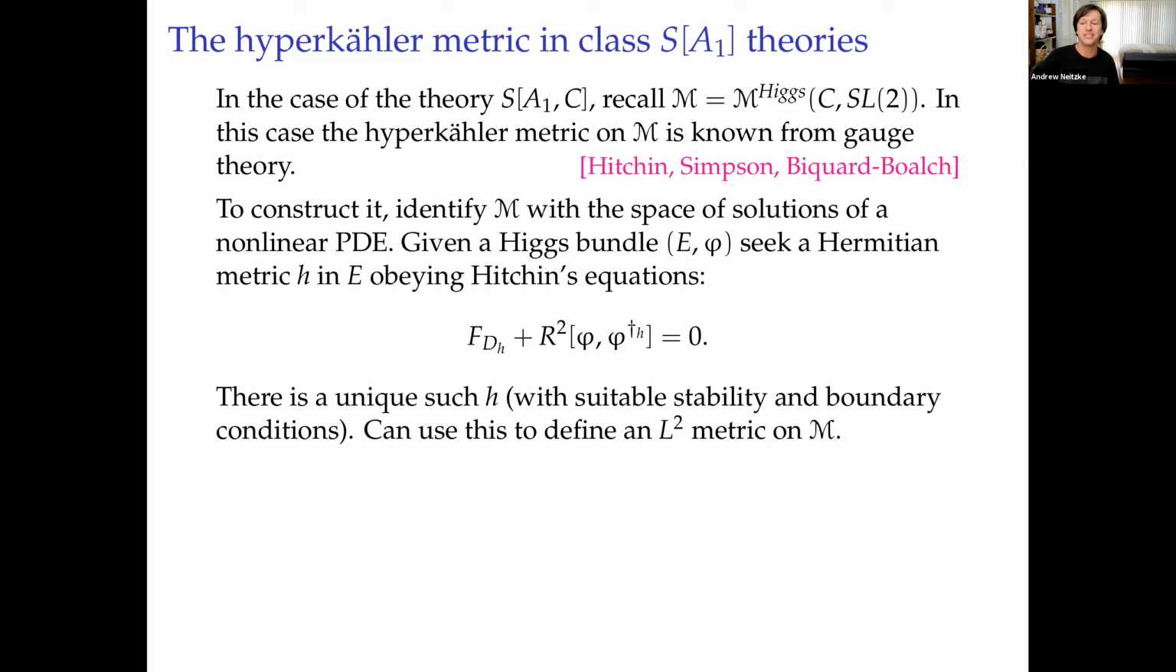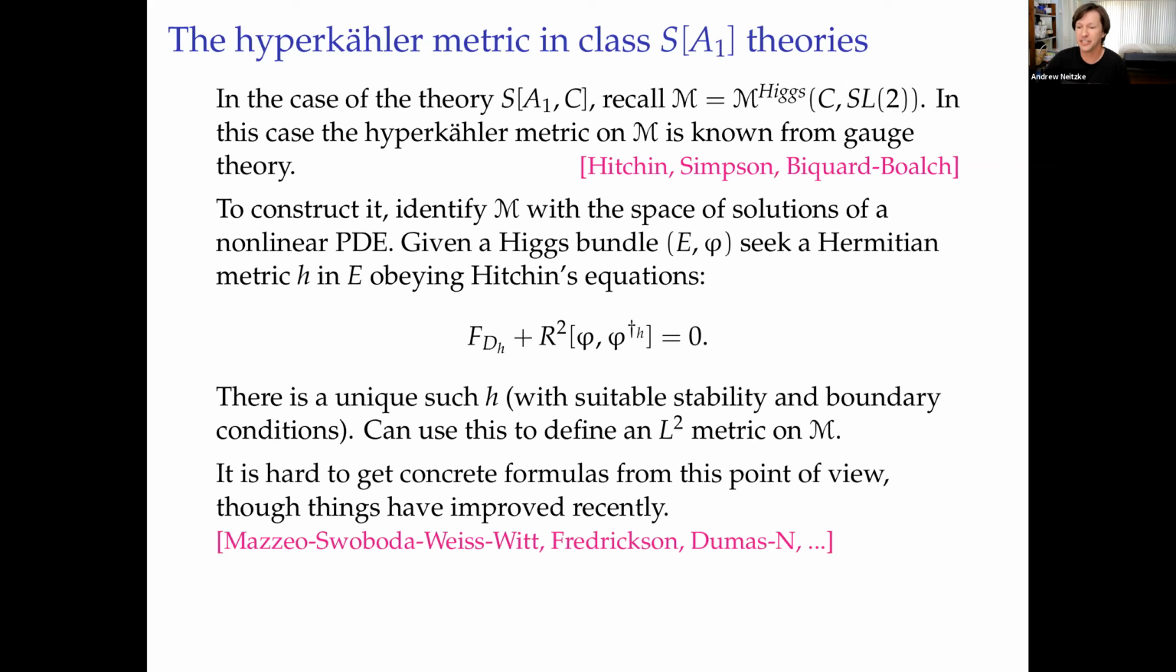And then in particular, you can use that to define a kind of L2 metric on M, where when you perturb a little bit along M, you get a perturbation of the solution, and you can use the metric H to define the norm of that perturbation. That gives you a metric on this moduli space, and that's the one which miraculously is hyperkähler.